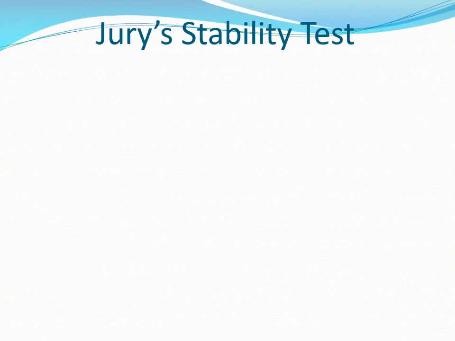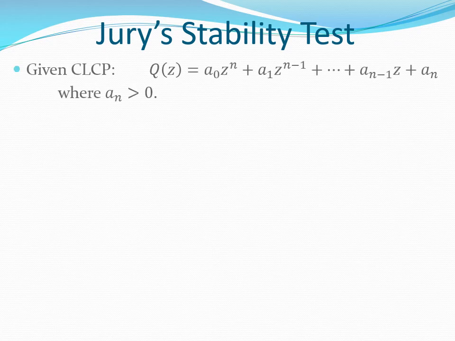In discrete control systems, stability is tested for using the Jury's stability test. This test is performed on the closed-loop characteristic polynomial. The closed-loop characteristic polynomial is denoted as Q(z). The first step in the test is to express Q(z) in the form shown. A0 is the coefficient for z to the power n, A1 is the coefficient for z to the power n minus 1, A2 is the coefficient for z to the power n minus 2, and so on until we get to An, which is the constant term. We must ensure that A0 is more than 0.